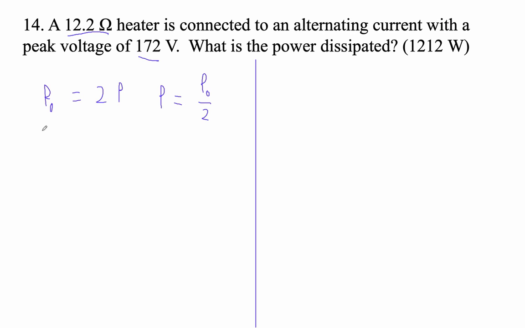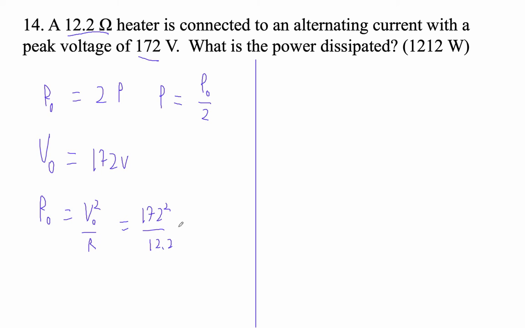But that's my peak voltage. So my peak voltage is 172 volts. Therefore my peak power is going to just be V squared divided by R. There is no peak R, but there's a peak voltage. So 172 squared divided by 12.2. So 172 squared over 12.2.